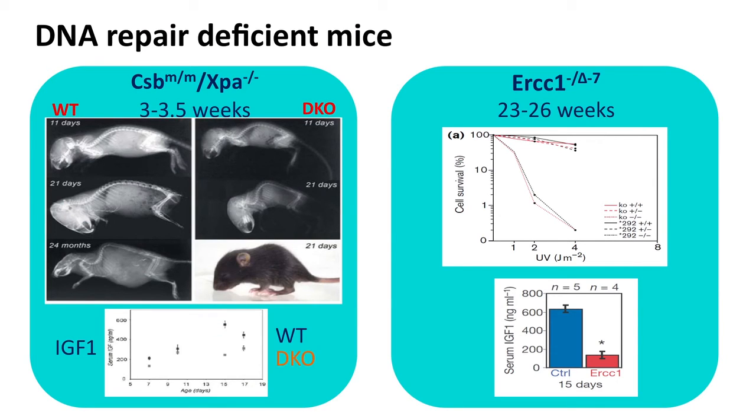For example, they show a severe kyphosis after 3 weeks, which is usually seen in 2 years. The other model, the ERCC1, can live up to 6 months, so is moderately affected. And here you do see fibroblasts. When exposed to UV light, these cells cannot handle it and they die. And below I show, as part of the survival response, a lowering of the IGF-1 levels in both models.